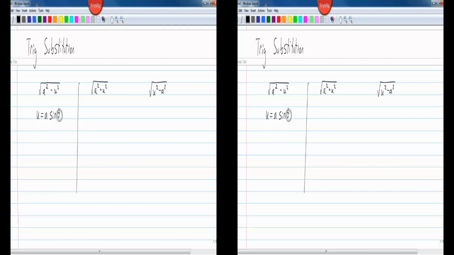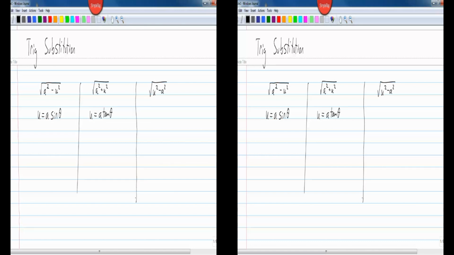But we need to let u equal a sine theta if we have the square root of a squared minus u squared. If we have the square root of a squared plus u squared, we need to use the trig substitution and let u equal a tangent theta. Alright, and if we have the square root of u squared minus a squared, we want to use the trig substitution and let u equal a secant theta. So the first thing that you have to do is recognize which one of these substitutions we are doing, or what form the problem is in.